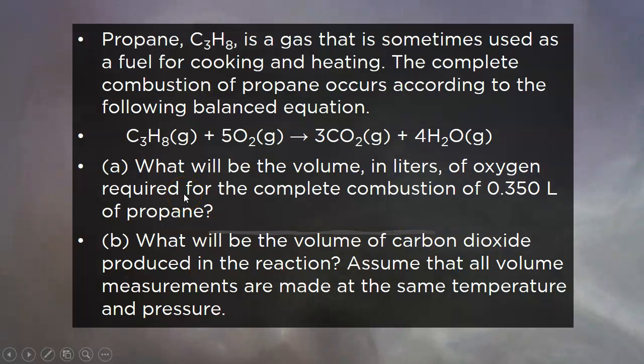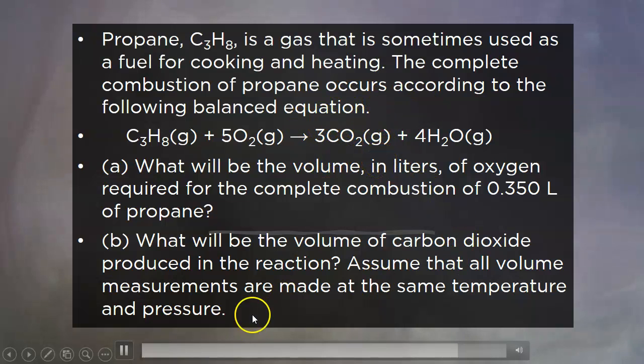So we could figure out, with propane burning in oxygen, the volume of oxygen required to complete the combustion of 0.350 liters of propane. All we'd have to do is take 0.350 liters and multiply it by 5, and that's how much oxygen we would need. For carbon dioxide, all we would have to do is take that number and multiply it by 3, and that's how many liters of carbon dioxide we would receive.